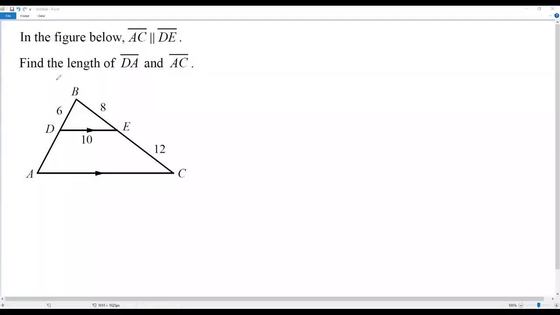Here we have a geometry problem. Okay, let's go through the information. In the figure below, the line segments AC and DE are parallel. Find the length of DA and AC. So we have to find the length of the two line segments DA and AC.